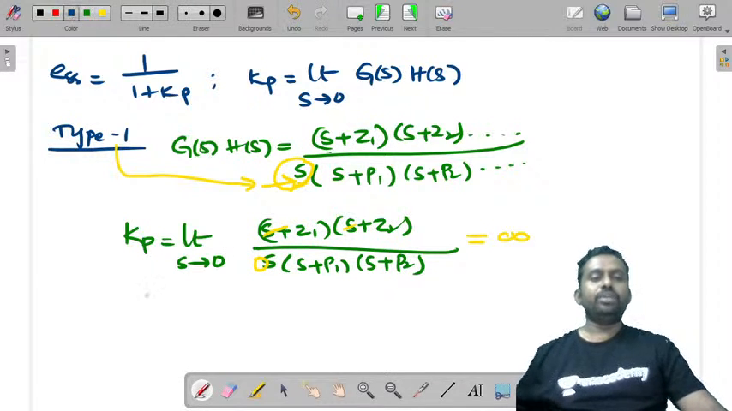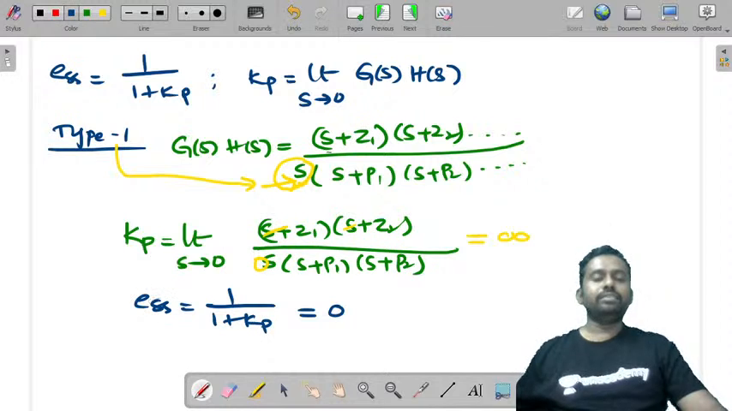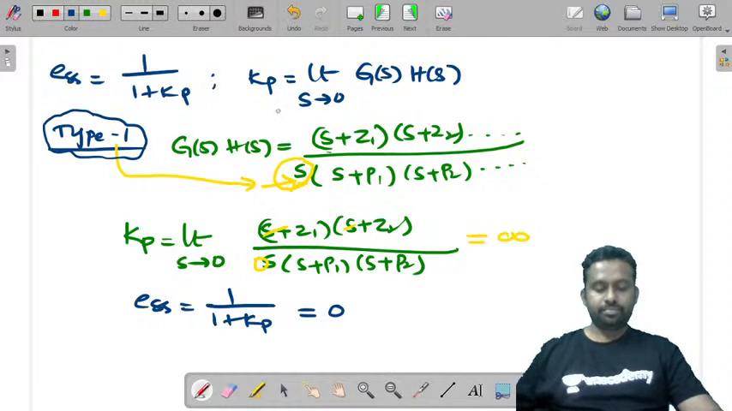If the Kp value is infinite, what will be the ESS value? 1 by 1 plus Kp. Kp is infinity, so the ESS value would obviously be 0. So this is the steady state error for type 1 system, step input. Hope this is clear. For a type 1 system and step input, the steady state error is 0. So let's take the other one.